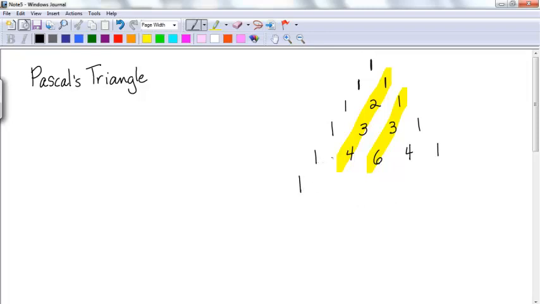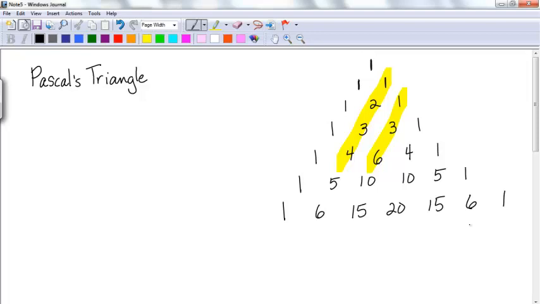Okay? Go another row. This would be 1. Add the 2 numbers above. 1 plus 4 would be 5, 4 plus 6 would be 10, 6 plus 4 would be 10, and 4 plus 1 would be 5. And then 1s down the diagonal. Okay? Let's go one more row. This would be 1, 6, 15, 20, 15, 6, and 1. Okay?